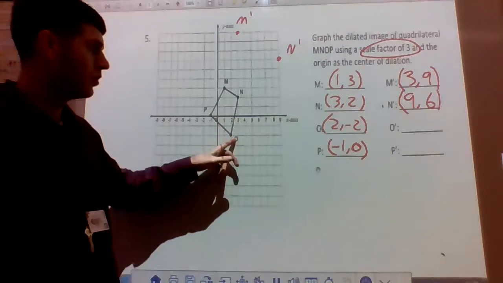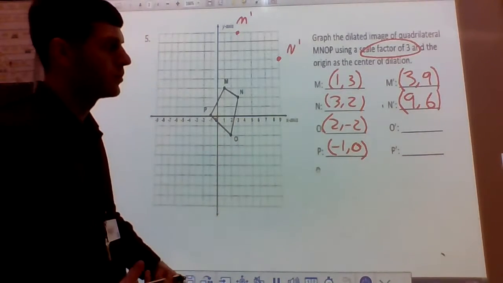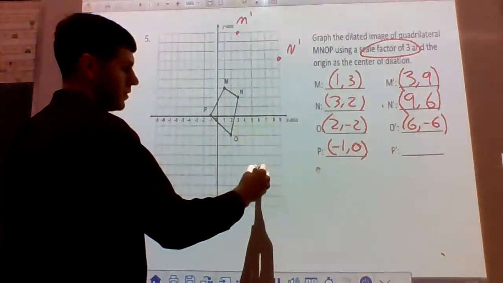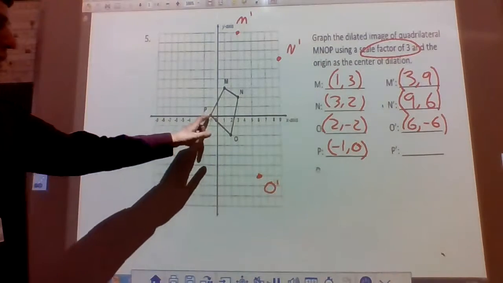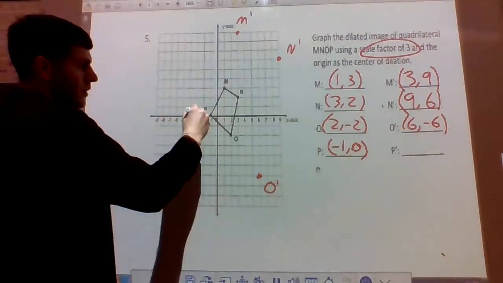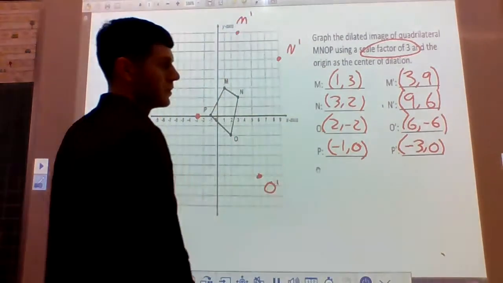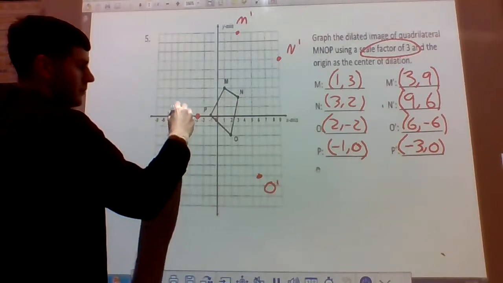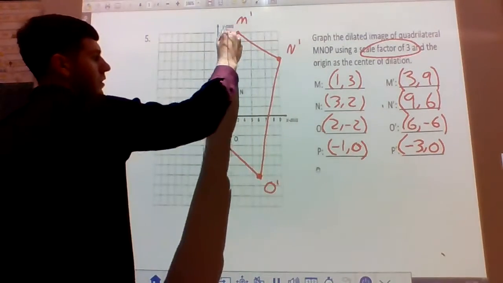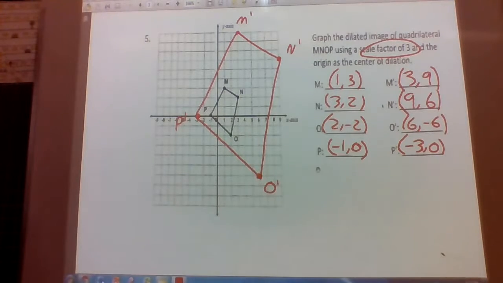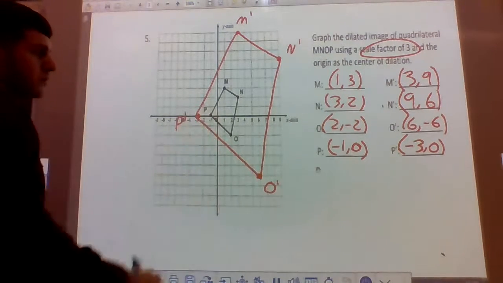2, negative 2 is O, so we're getting 3 times as far away from the origin, so 3 times 2 is 6, negative 2 times 3 is negative 6. That's O prime. Negative 1, 0 is getting 3 times as far away, so that's going to be negative 3, 0. Negative 1 times 3 is negative 3, 0 times 3 is 0. Okay, and that's P prime. There you go. Every point on that quadrilateral is now 3 times as far away from the origin as it was originally.